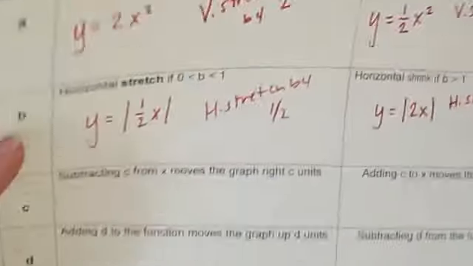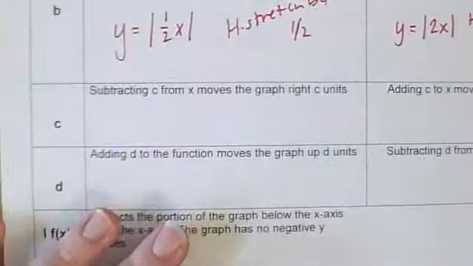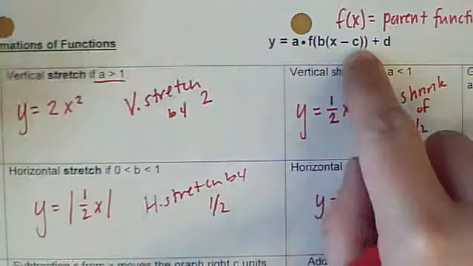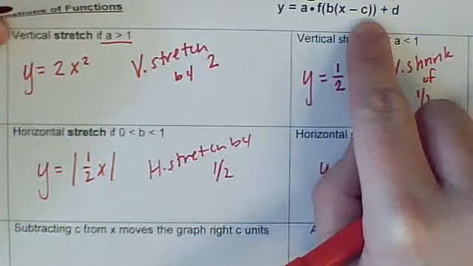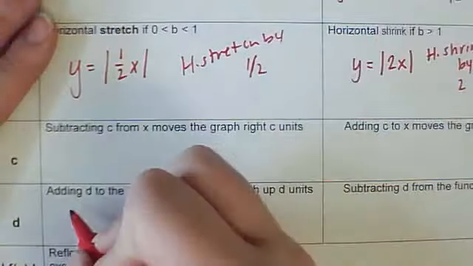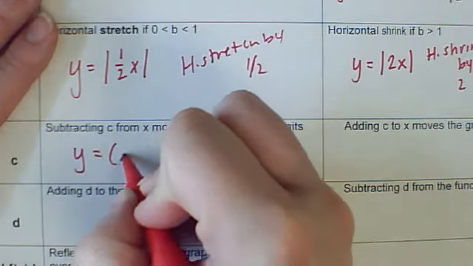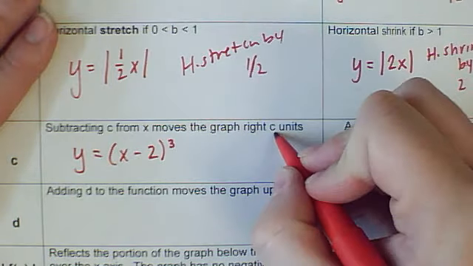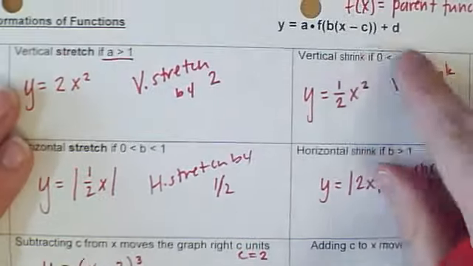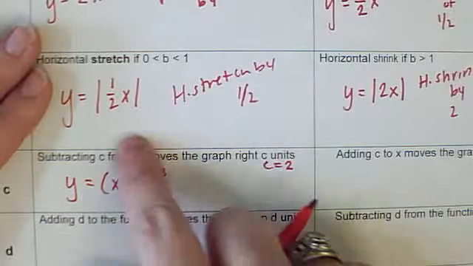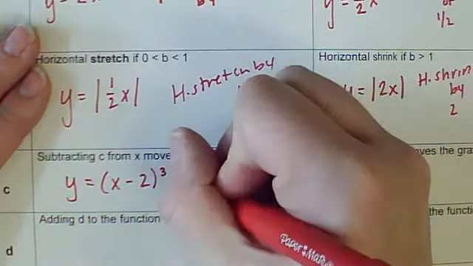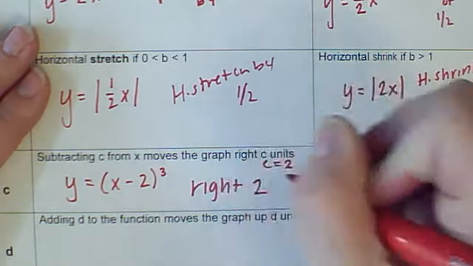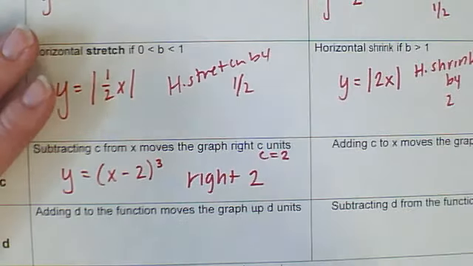If we move on to the c, subtracting c from x moves the graph right c units. Okay, if we look, I'm subtracting here, so if c is positive, it's going to remain negative. So if I had y equals x minus 2 cubed, my c is technically 2, because when I subtract it from above, that's how it remains, like this. So that means I'm going to move the whole graph right 2. So I'm going to take each point and shift it over 2.